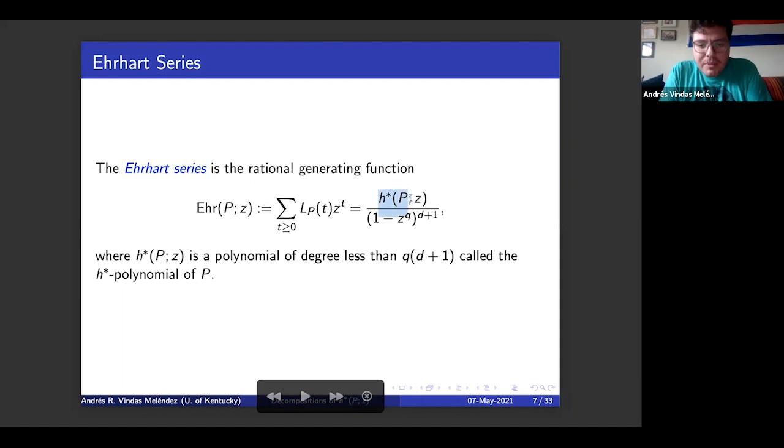And so I'm still going to call this numerator the H star polynomial, but in this case, it's a polynomial of degree less than q times the quantity d plus 1. And now you notice that this denominator business is popping up in here. And I will say also that I'm not writing this in lowest terms, okay? So it might be that you could simplify this, but I'm not going to. I just really want to keep this nice rational form, okay?